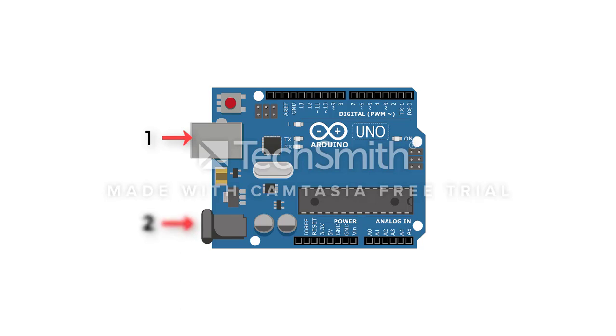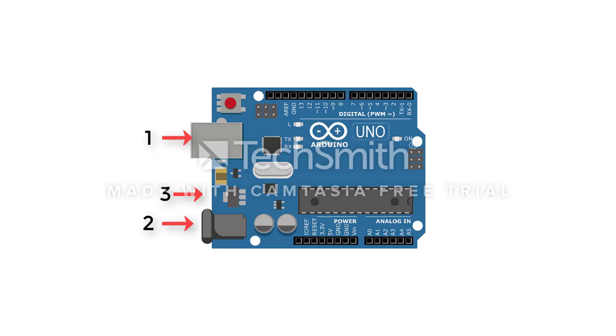Number 2. The barrel jack. This is another way to power up the Arduino, where it comes with a cable where you can put it into the barrel jack. Number 3. The voltage regulator. The Arduino consists of an inbuilt voltage regulator which is used to control and stabilize the voltages given as the input to the Arduino board or to power up the board.